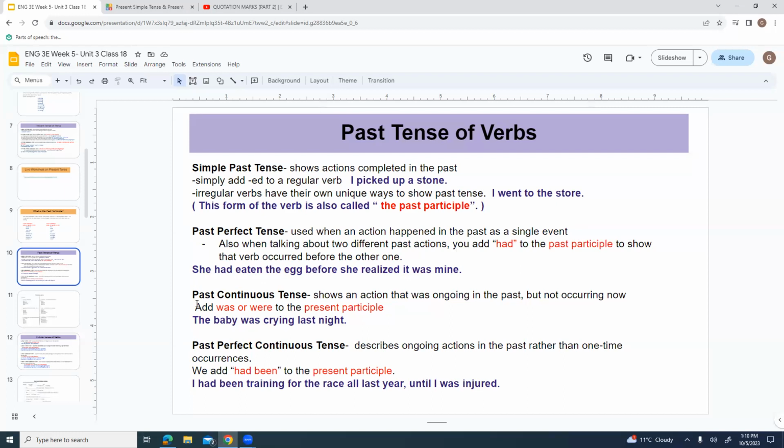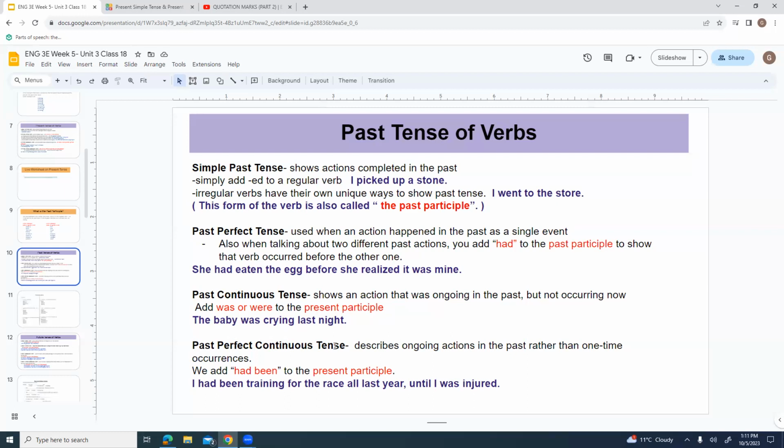Okay. Past continuous tense shows an action that was ongoing in the past but is not occurring now. So we add was or were to the present participle. The baby was crying last night, and it's implied that the baby's no longer crying, right? I was driving all day, but now I'm not, right?